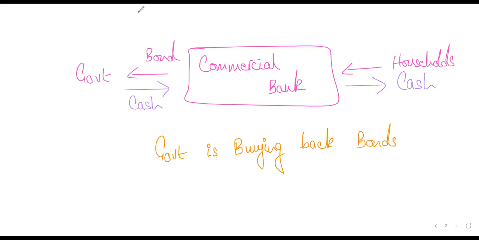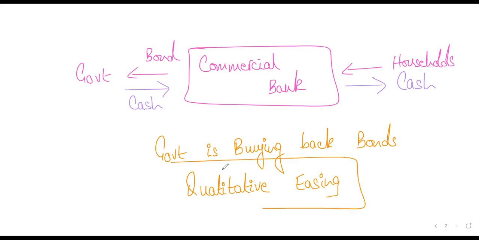Okay. Now this is exactly what is known as quantitative easing. As I said, this is a new word, but the concept we already know. So quantitative easing is when the central bank is buying back its bonds from the households, and as a result, the interest rates decrease. That is what quantitative easing is, and that is what the case study is talking about, right?